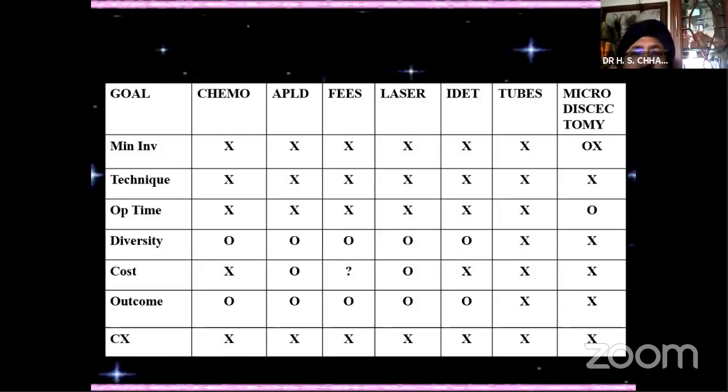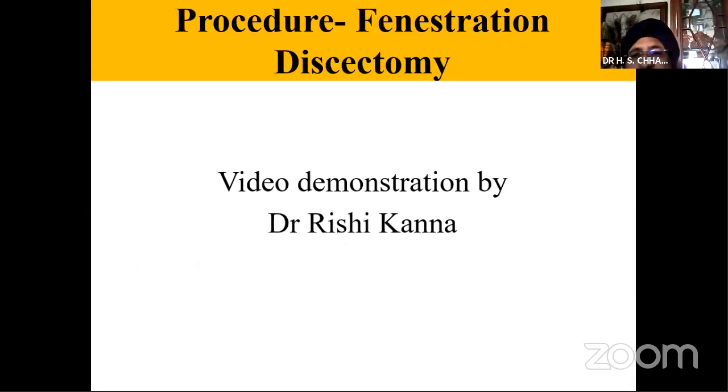If you look into the requirements of a minimally invasive surgery, technique, operating time, diversity, cost, outcome, complication rate, when we compared the literature, probably the tubular tubes stand out, right? Whether you use a microscope with it or whichever way you do it. So they stand out, but it is what the surgeon is familiar with which is more important. So we will now have Rishi demonstrating fenestration discectomy. Can you share your screen, Rishi?